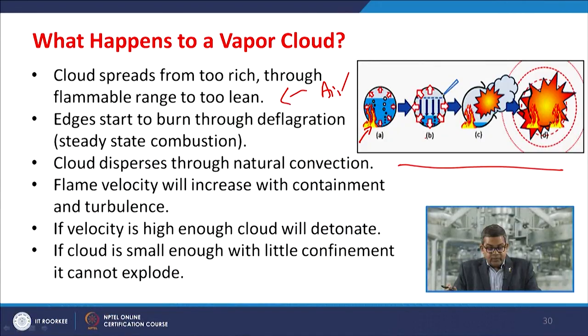Now, flame velocity will increase with containment and turbulence. Now, if velocity is high enough, the cloud will detonate like this. So, the cloud will burst just like anything. Now, if the cloud is small enough with little confinement, then it cannot explode. The reason is that you will be in a position to control it.